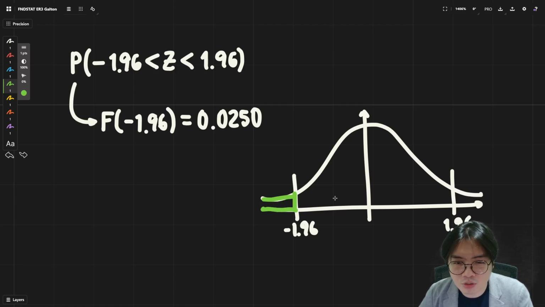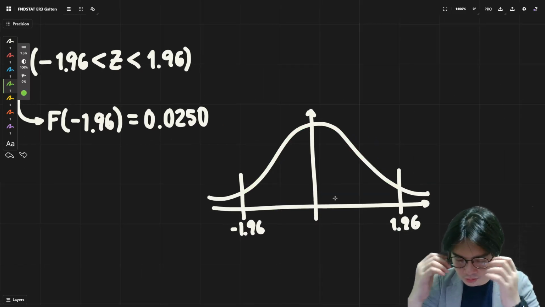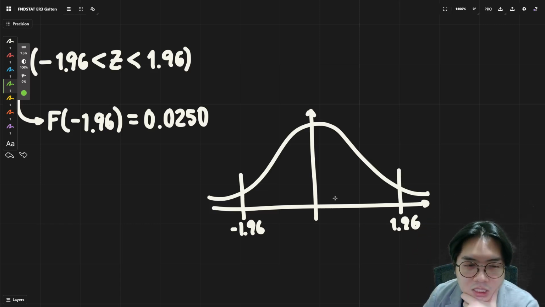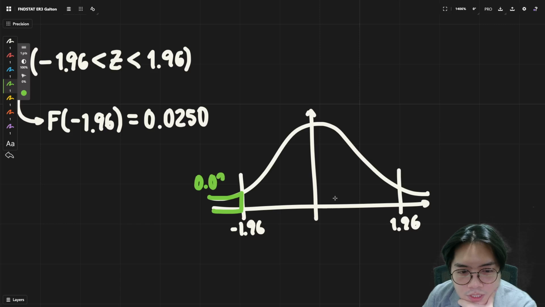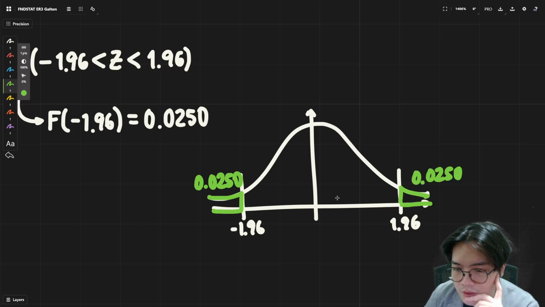How am I able to get what this value is? Well, give it a little think. Pause the video if you would like, and confirm the answers with me once you're done. But the thing is, number one, I know that this area right here is 0.0250. Number two, I know that this graph is symmetric. Therefore, I know that this value is also 0.0250.